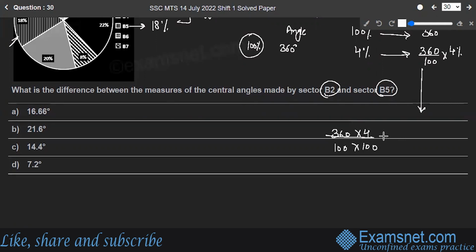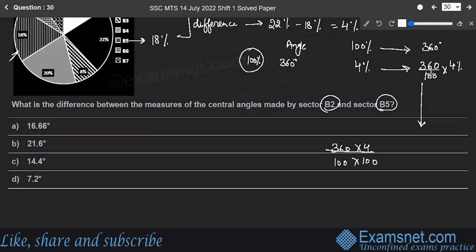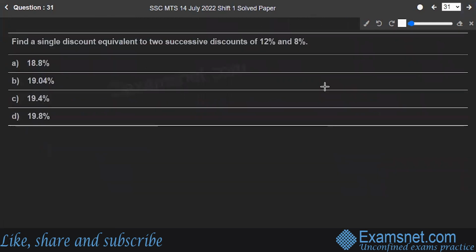So there was actually 100%, right? So the 100 will come over here as well. They will cancel. Upon solving, you will get 14.4 degrees. So the required central angle, which is the difference between the B2 sector and B5 sector, is 14.4 degrees. Option C is the correct answer to our question. Hope you're clear with this. Next is question number 31.